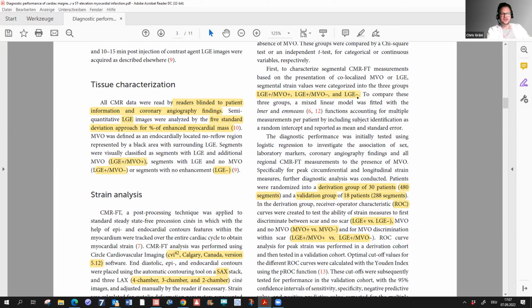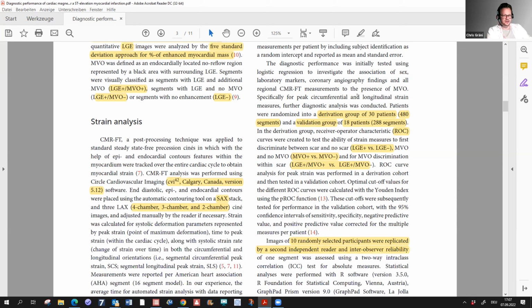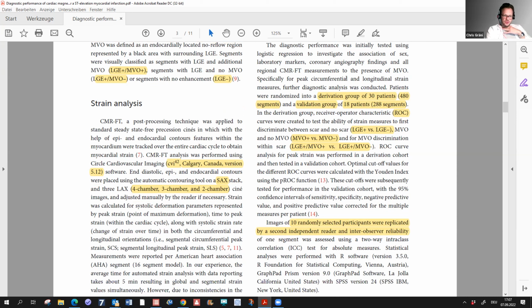And we looked at it on a segmental level. So we used the AHA model, and we looked at each segment whether this was categorized in either one of these 3 categories. We did a derivation group of 30 patients, which led to 480 segments, and we used the validation group to see how good the performance of the diagnostics was.